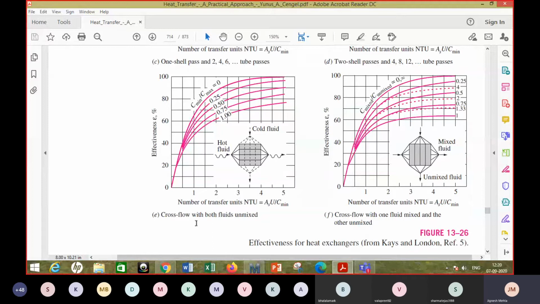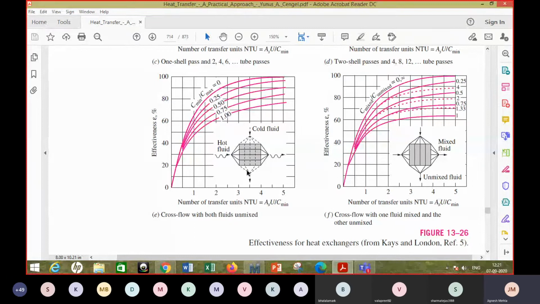So the left one, this E, is cross flow with both fluids unmixed. Both fluids unmixed. Now, what is this both fluids unmixed? That has been nicely shown with the help of this inset diagram here. You can see the hot fluid is, let's say, moving in this direction, the X direction, and the cold fluid in the Y direction or negative Y direction. And they have shown multiple lines for both the fluids, right? A full line for the hot fluid and dashed lines for the cold fluid.